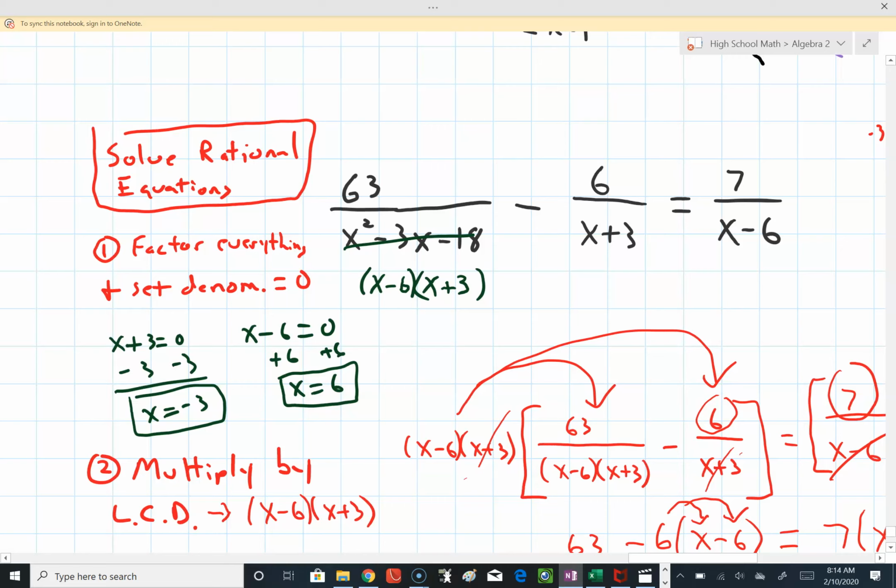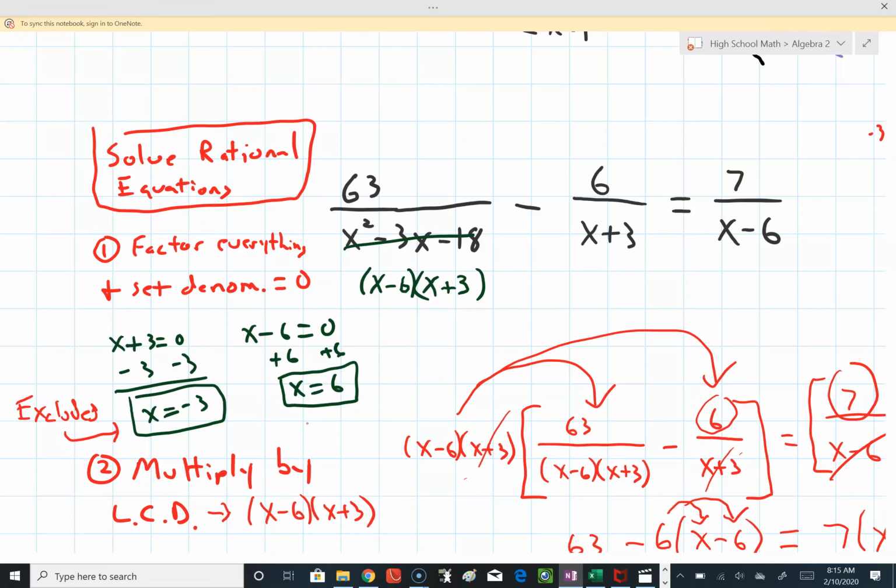What about x equals 6? What are these two values? What did we say about these two values again? They're excluded. All right, these two are excluded. We can never be this. Not only is x equals 6 not going to work, we can't even put it in at all. So this equation will have no solutions.